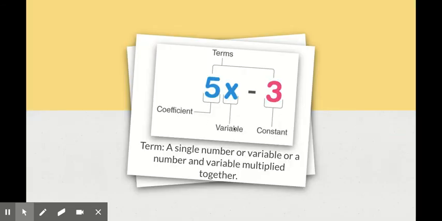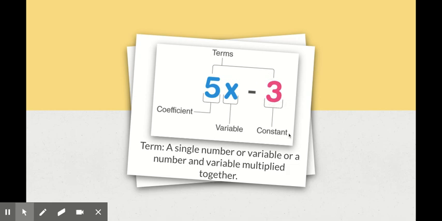And then our final vocab word here is the word term. So a term is a single number or variable, or a number and variable that are multiplied together. So in this expression, 5x minus 3, 5x is a term because it's a number and a letter that are multiplied together. And 3 is also a term because it's a number that's by itself.